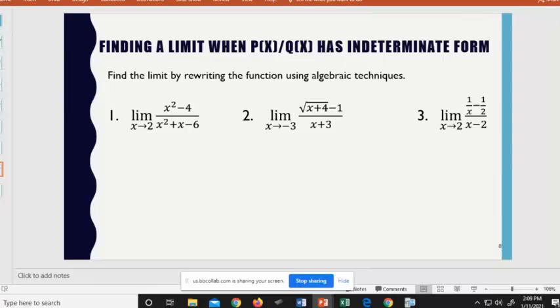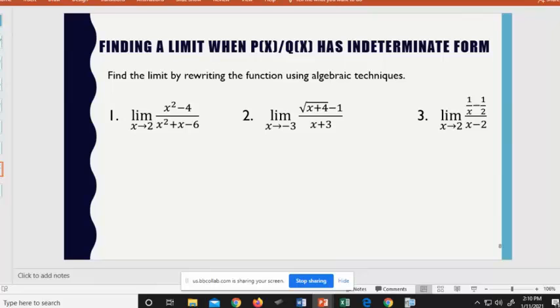Here are some rational functions whose limit appears to not exist at first. Okay, so this first one, the limit of x squared minus 4 over x squared plus x minus 6 as x approaches 2. I think that this may even be one we had earlier.